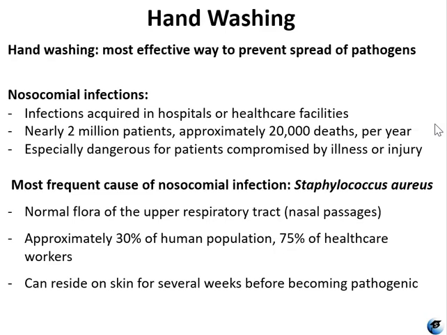The most frequent cause of nosocomial infection is Staphylococcus aureus. Staph aureus is a normal flora of the upper respiratory tract. Approximately 30% of the human population carries it, which does sound like a lot until you compare that to 75% of hospital and healthcare workers. The really tricky thing about Staph aureus is that not only is it ubiquitous, meaning that it's everywhere, but it can also survive on the skin for several weeks before becoming pathogenic or before displaying any symptoms of infection at all.